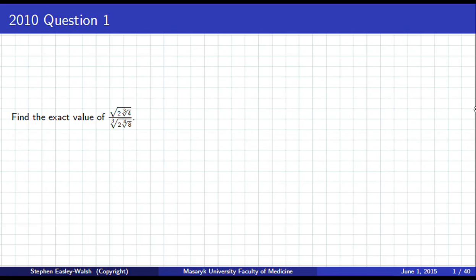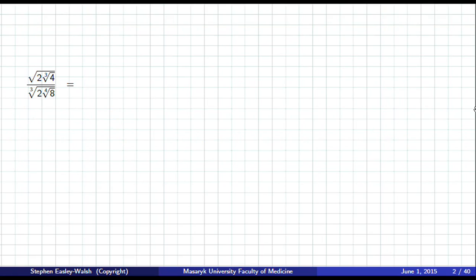Okay, so 2010 question 1. Find the exact value of square root 2 cube root 4 all over cube root 2 fourth root of 8. And our choices are root 2, cube root 4, fourth root 2, 2, or cube root 2.